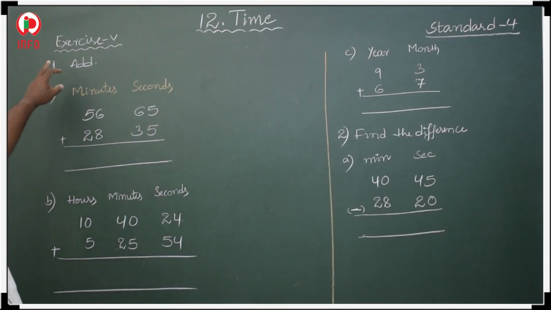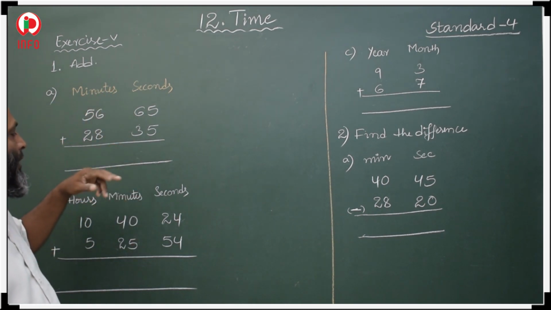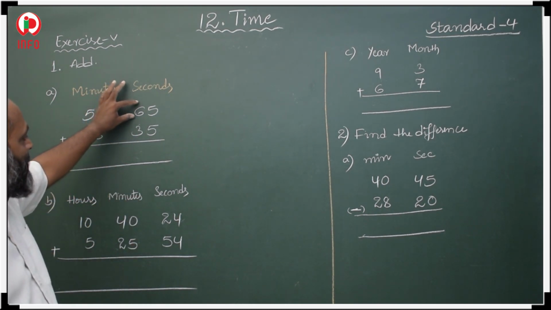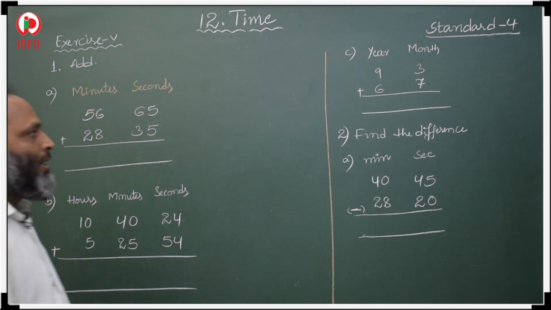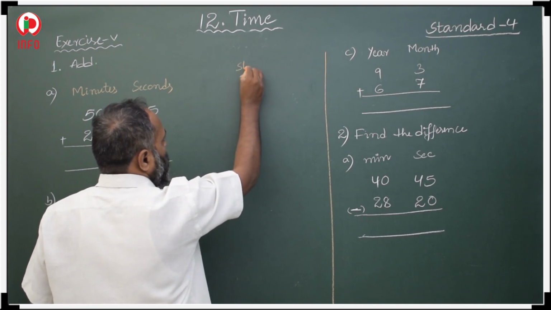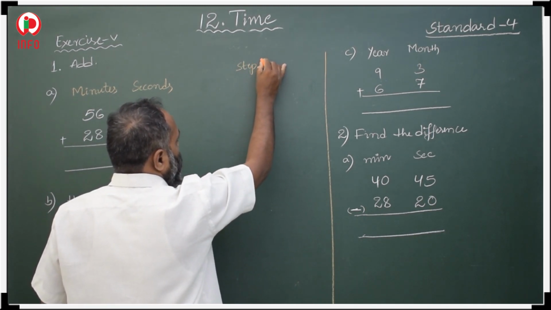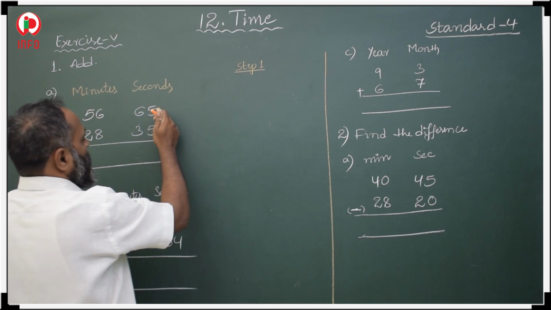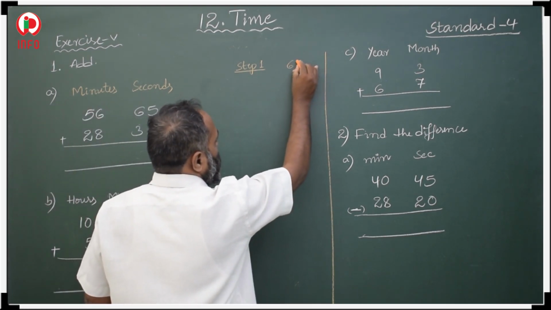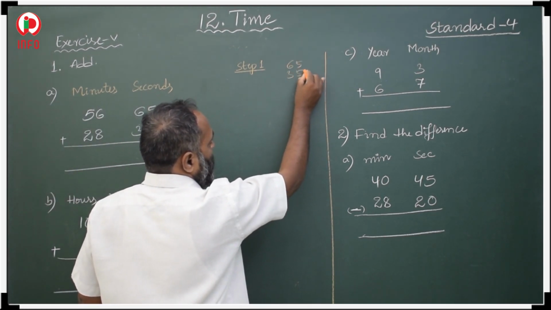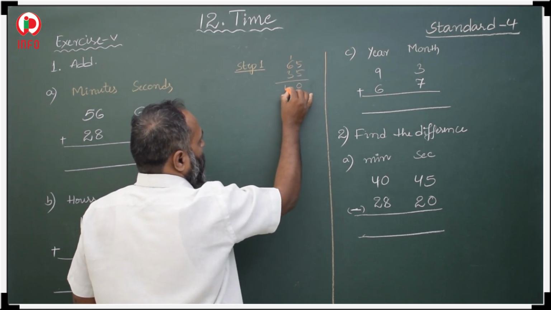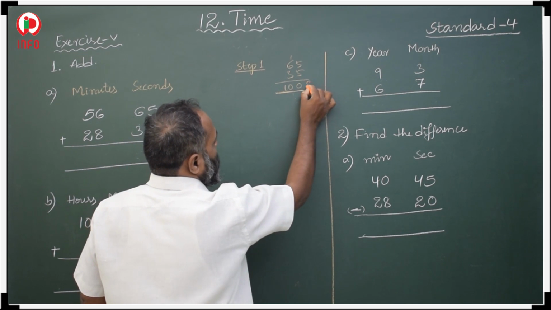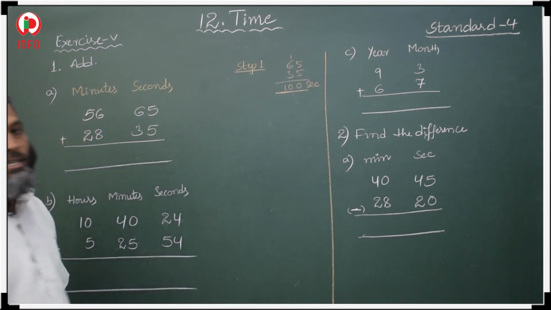Now students, in exercise 5, add. Minutes and seconds we should add. So then how to add? See here, 65 seconds and 35 seconds. First we should add seconds. In step 1, add 65 and 35. 5 plus 5, 10. 6 plus 1, 7, 8, 9, 10. 100 seconds.